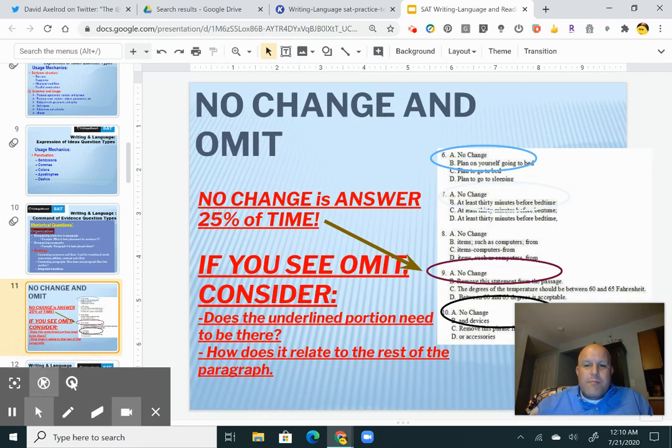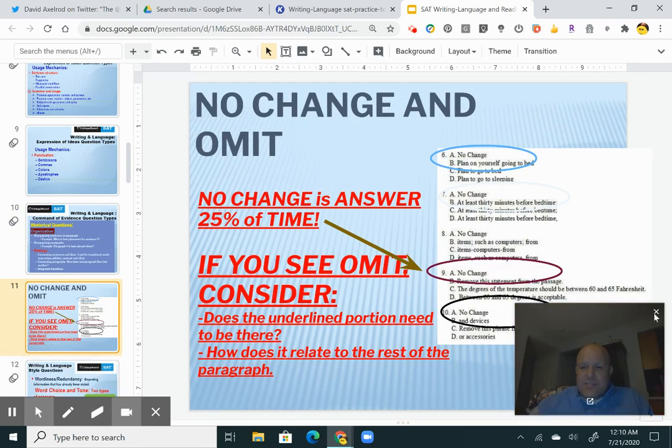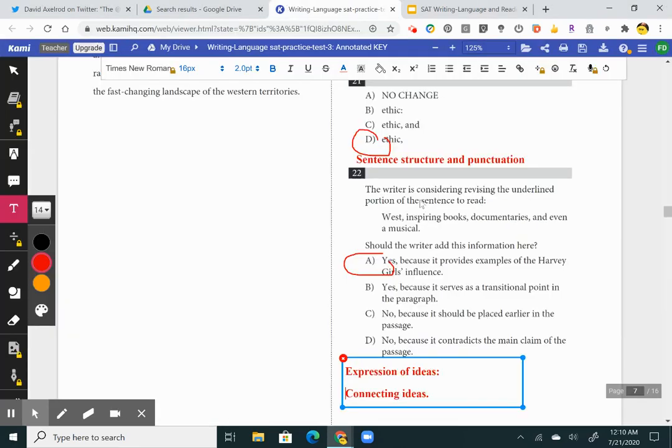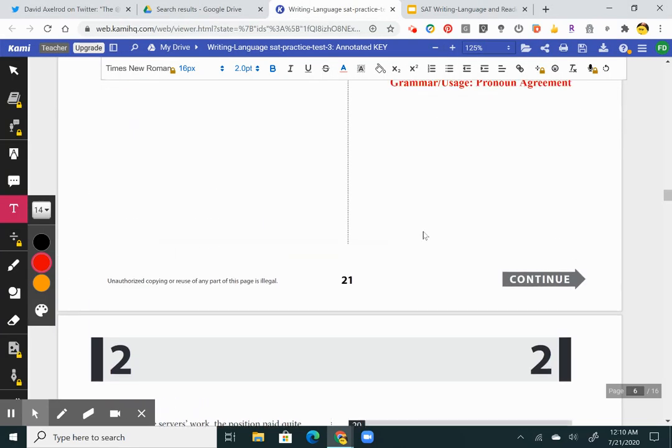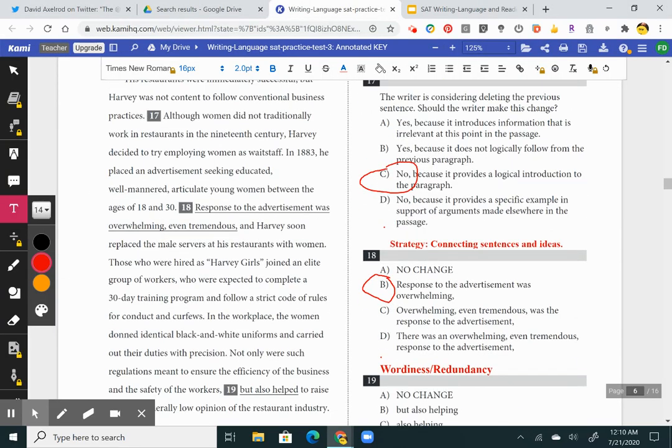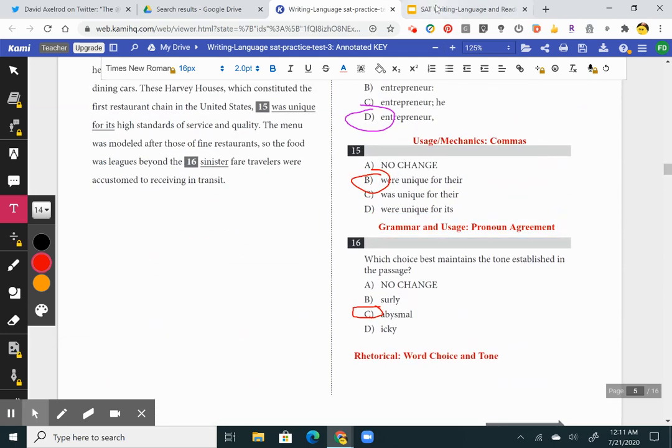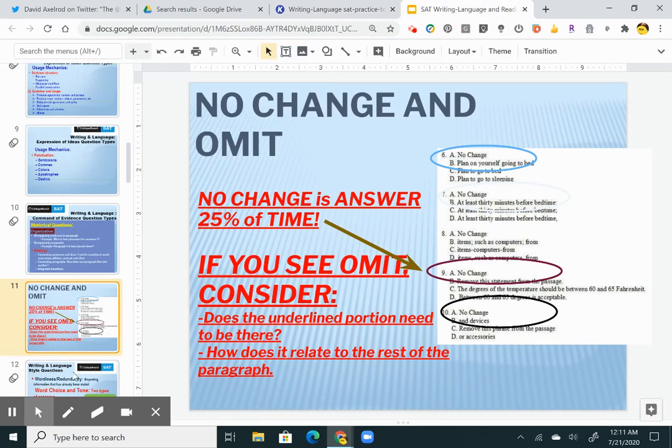No change and omit. No change is the answer. 25% of the time you'll see that you have some no changes, and those are not just there for fun. Those are actually answers 25% of the time. If you can see the term omit in there, or take it out, does the underlying portion need to be there? And how does it relate to the rest of the paragraph? Does it need to be there?